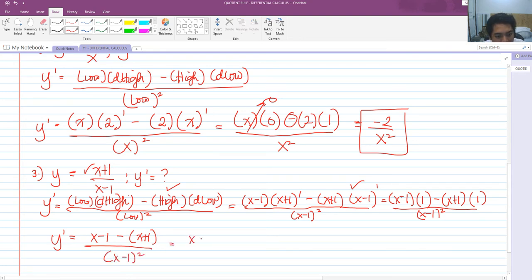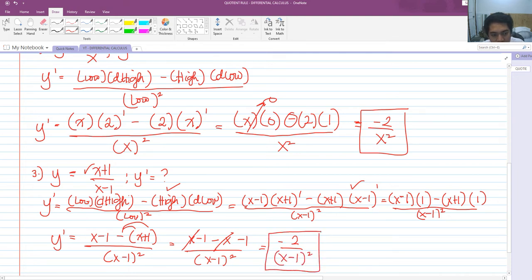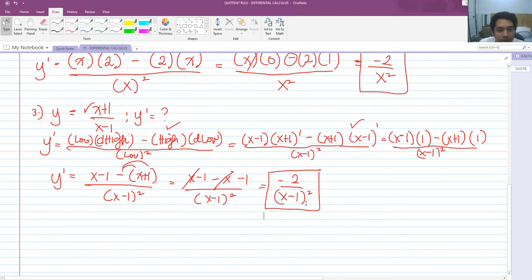Okay, so we have x minus 1, distributing the negative sign. Many students forget that. Okay, so we have negative x minus 1, all over x minus 1 squared. So as you can see here, x minus x will cancel. So negative 1 minus 1 is negative 2 all over x minus 1 squared. So that will be the answer for this given problem. Negative 2 all over x minus 1 squared.